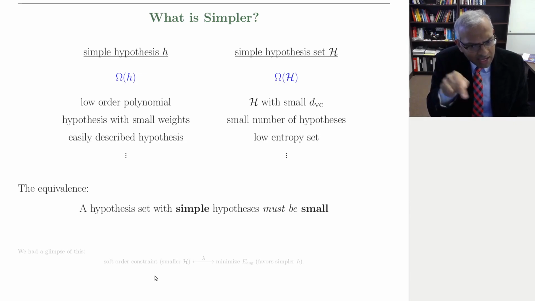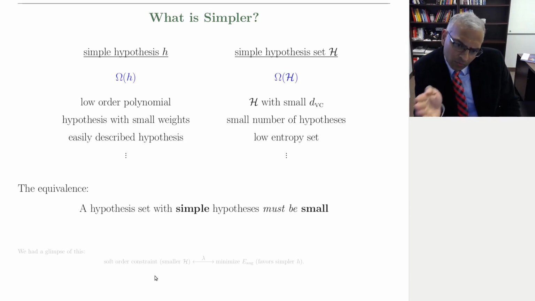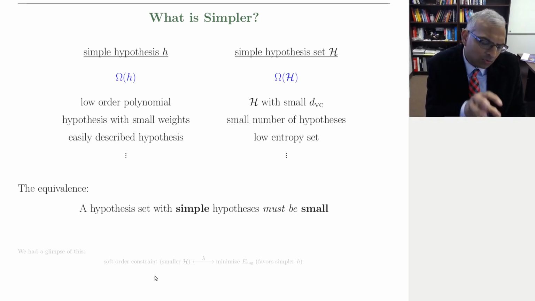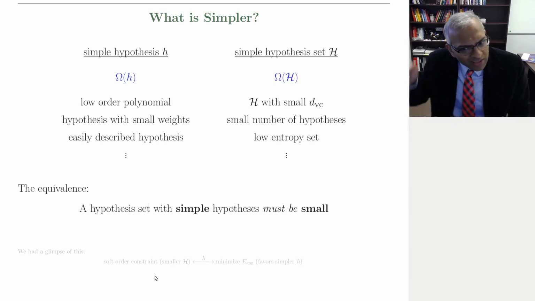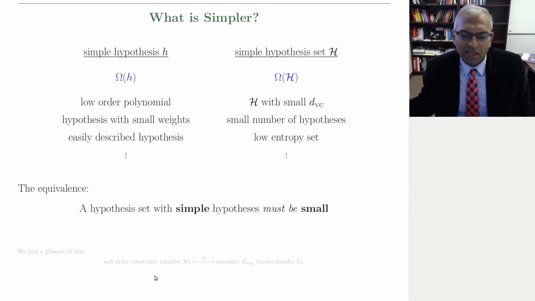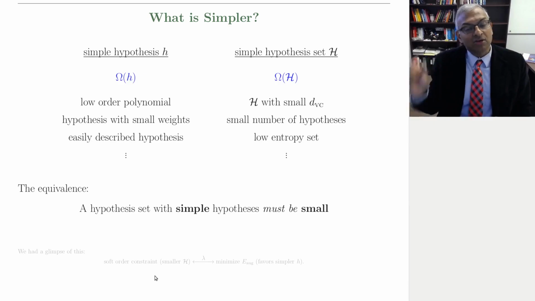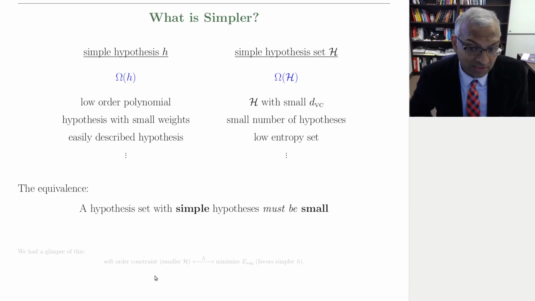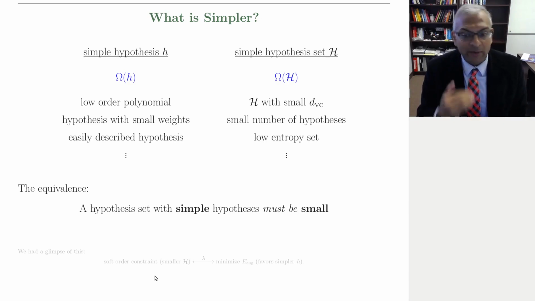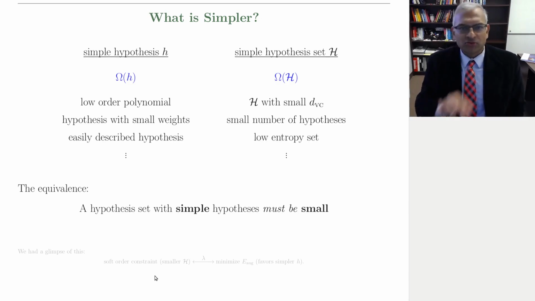Okay, and then we did math, and we gradually reduced learning within a smaller hypothesis set to being equivalent to learning with a penalized error, the augmented error, where you penalize the complexity of a hypothesis. And so there's an equivalence there. We saw that equivalence in a way when we studied regularization. So that's what simpler means.